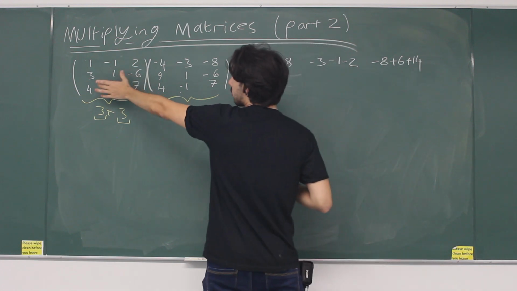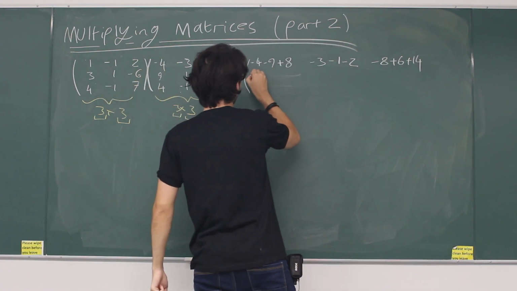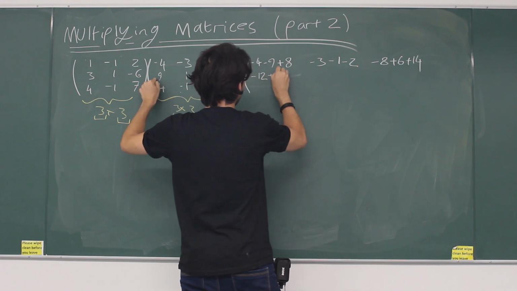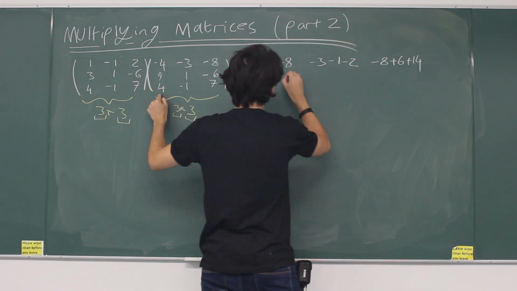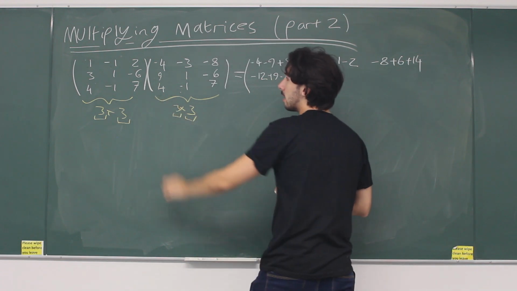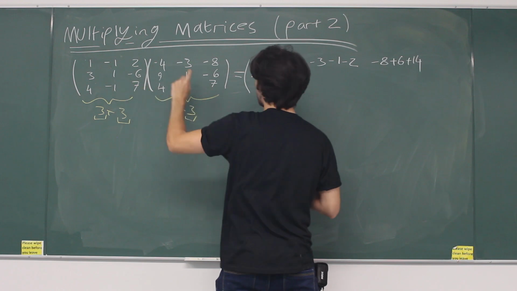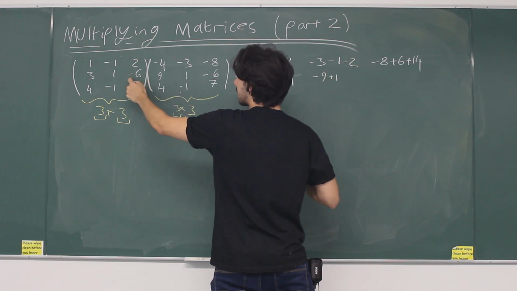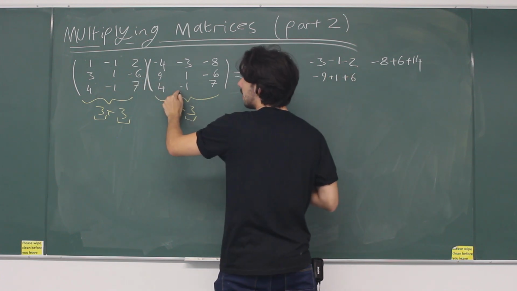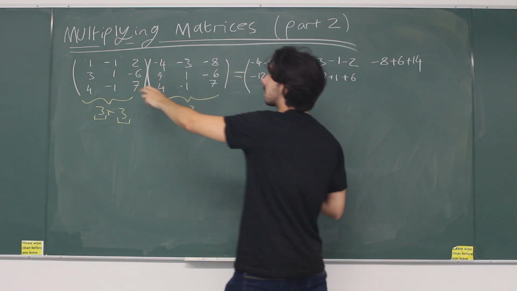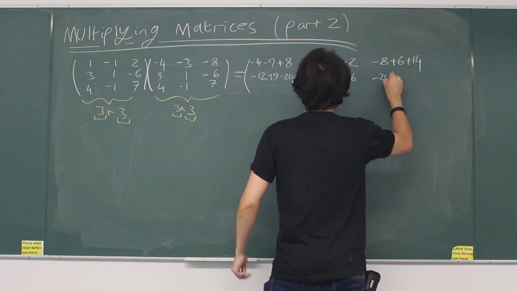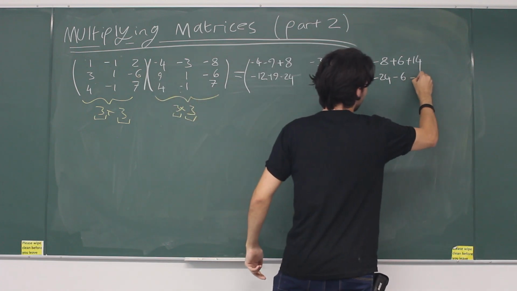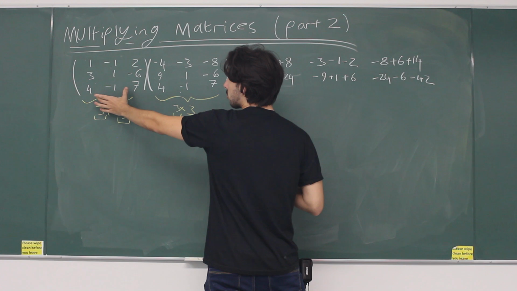All right, second row, first column. 3 times -4, that's -12. 1 times 9, so plus 9. And -6 times 4, -24. Okay, second row, second column. 3 times -3, -9. 1 times 1, plus 1. -6 times -1, plus 6. Okay, second row, third column. 3 times -8. 1 times -6. -6 times 7. Okay. Third row, first column.